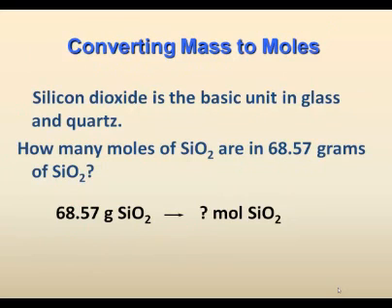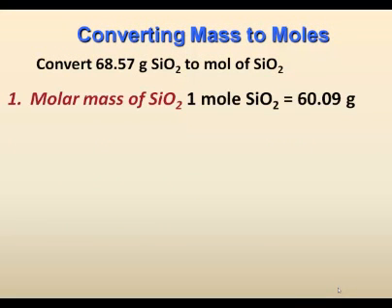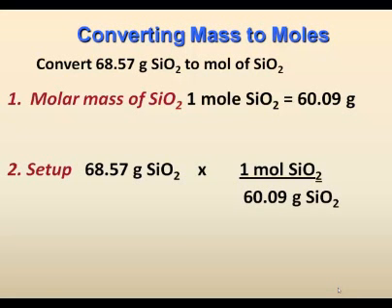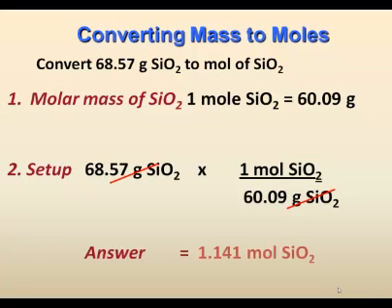That's going one way. If we're going back the other way, silicon dioxide, how many moles are in 68.57 grams? So in order to do this problem, first of all, we need the molar mass, and you go to the periodic table and look up silicon, look up oxygen, add them together. If you're just doing it quickly, 60 grams. If you need more decimal places, 60.09 grams. And then the setup is, as we did for the M&Ms. Multiply it by 1 mole over 60.09. The grams of silicon dioxide cancel, and you get 1.141 moles of silicon dioxide.